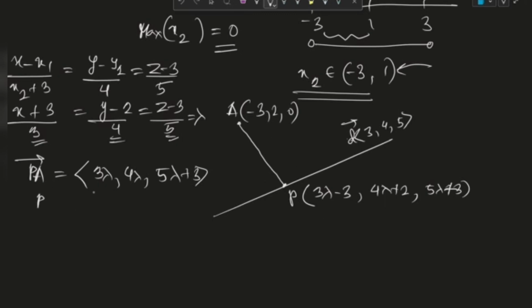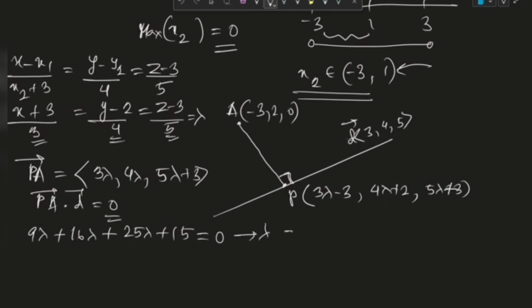So now as this is at right angle, you know the condition, right? Shortest distance. This is PA vector dot D vector. This will become 0. So this is 3 into 3 lambda, which is 9 lambda, plus 4 into 4 lambda, 16 lambda, plus 5 into 5 lambda plus 3, 25 lambda plus 15. This becomes 0. So I guess this is lambda equal to minus 15 divided by 9 plus 16 is 25 plus 25 is 50. So we can cancel this with 5. So lambda basically comes out to be minus 3 by 10.